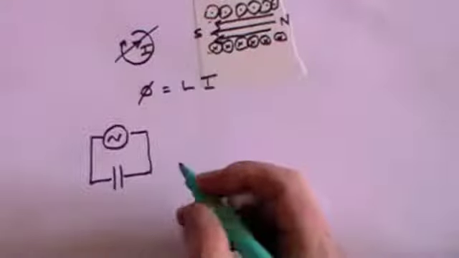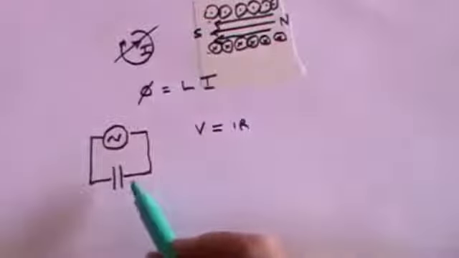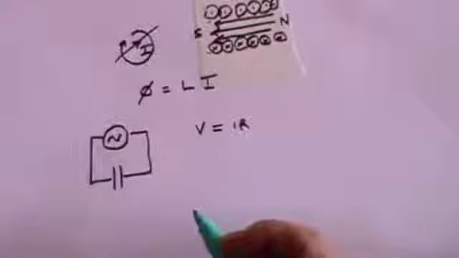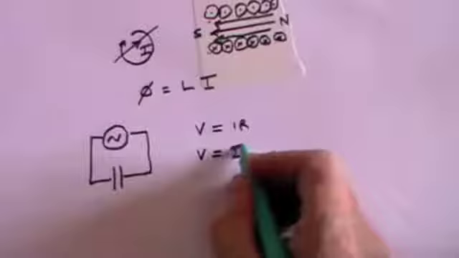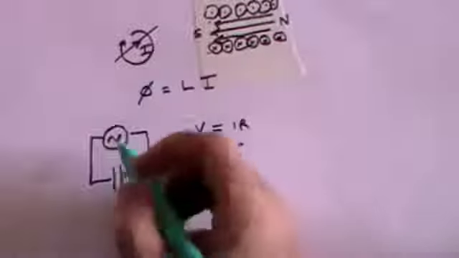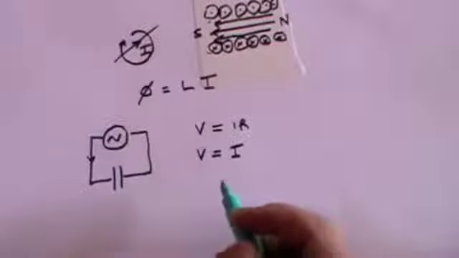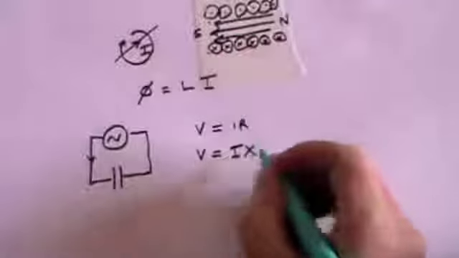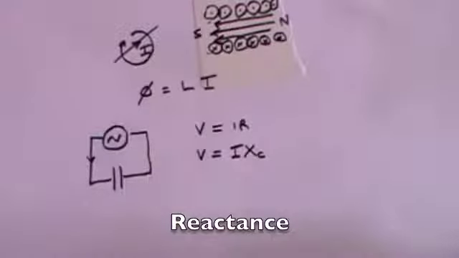And the question is, is there a V equals IR equivalent for the capacitor? And the answer is yes, there is. What you find is that V is proportional to I, the voltage is proportional to the current flowing through the wire, and the, as it were, resistive effect, which we actually call the reactance, is given by XC.